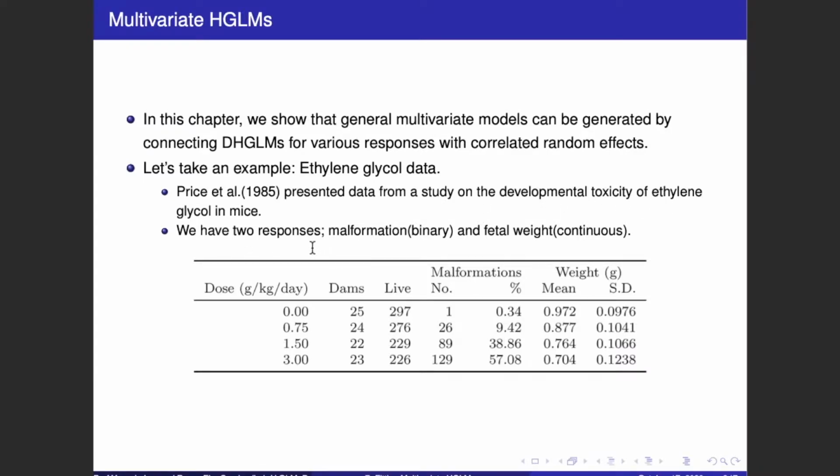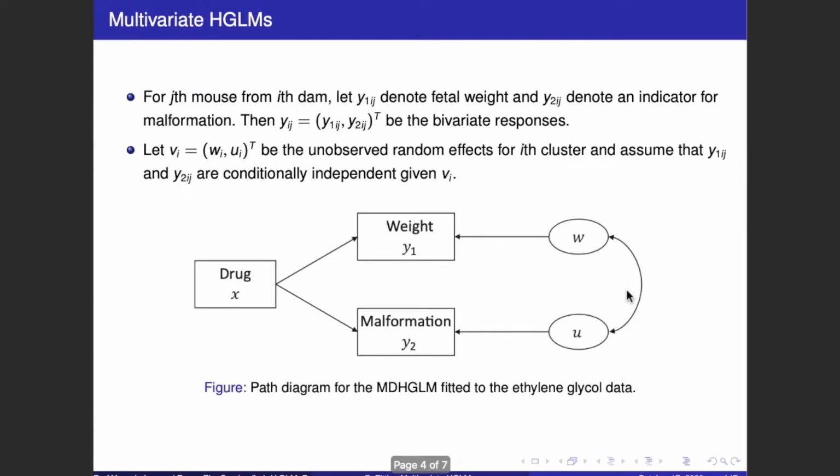You have two responses: binary, malformations, and continuous data, fetal weight. This table represents our information. We have dose, dams, litters, number of malformations and percent, weight mean, and standard deviation.